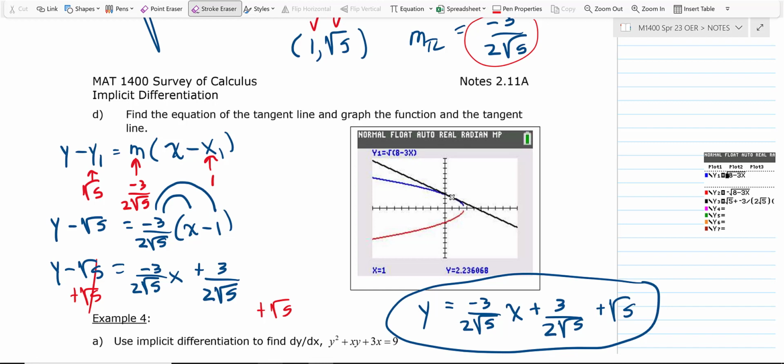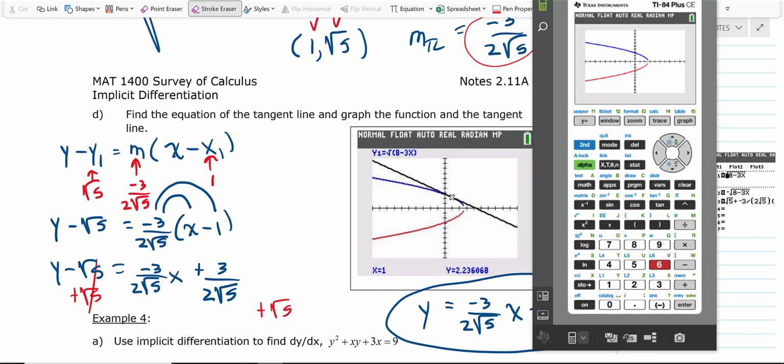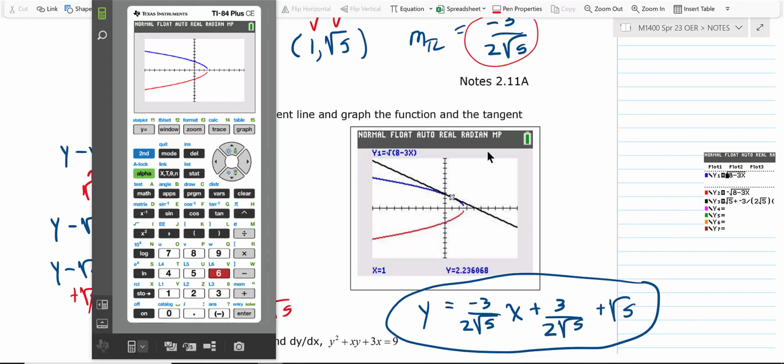Okay, now what I want you to do on your calculator, you don't need to graph this. I think, did I give this graph to you guys? Is that on your handout? Okay, that's what I thought I intended to do. So just do this. Now watch how I type this in. When you type in that -3 over 2 root 5, you have to type it like this. You have to say -3 divided by parentheses 2 times square root of 5.